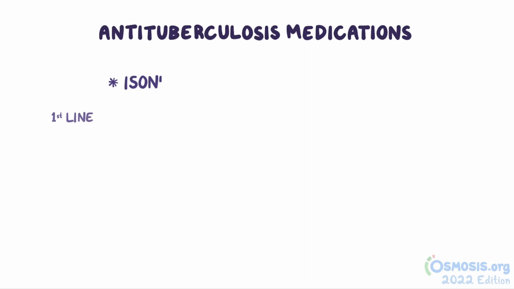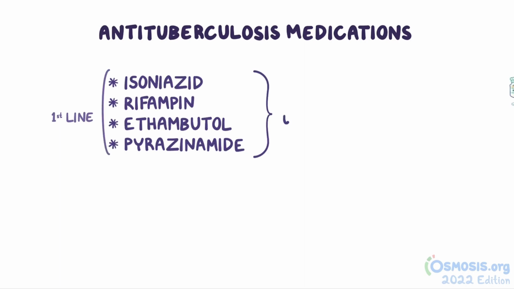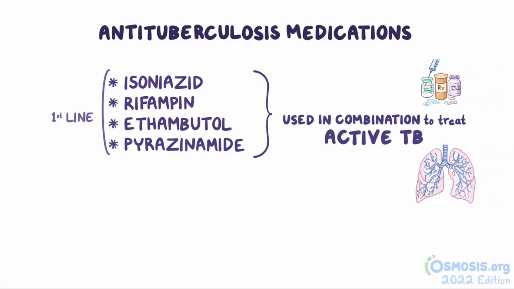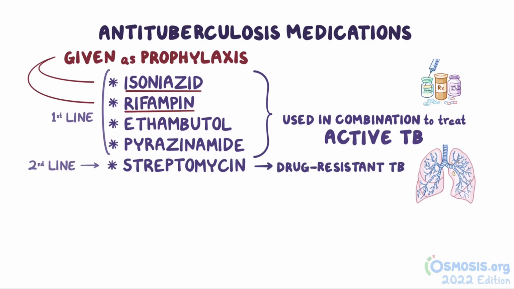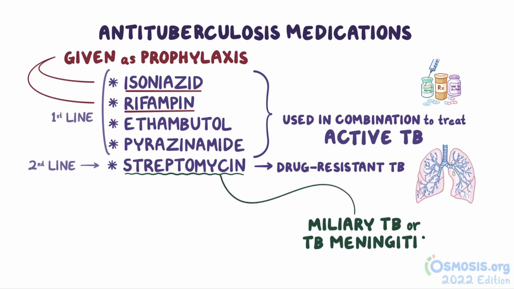Alright, as a quick recap, there are 4 first-line antituberculosis medications: isoniazid, rifampin, ethambutol, and pyrazinamide. They should be used together to treat active TB since this prevents the development of resistance. Isoniazid, and less commonly rifampin, can be given as prophylaxis when there's a high risk of developing an active infection. Second-line agents like streptomycin can be used for drug-resistant TB. Finally, streptomycin can also be given along with the other medications if there's miliary TB or TB meningitis.